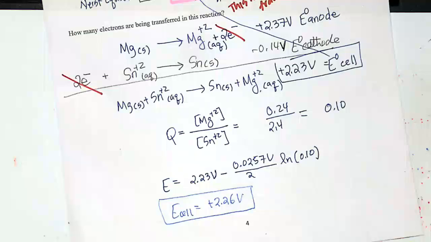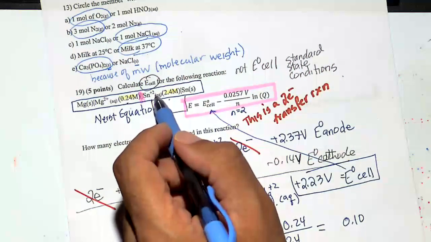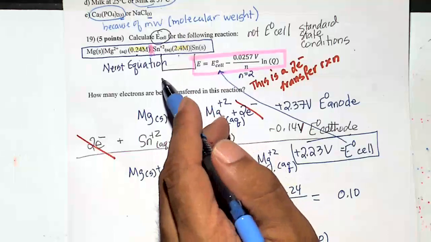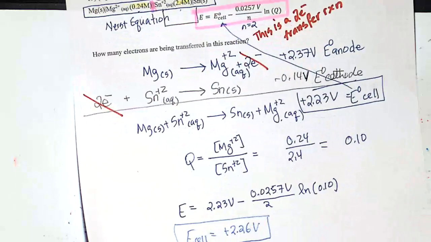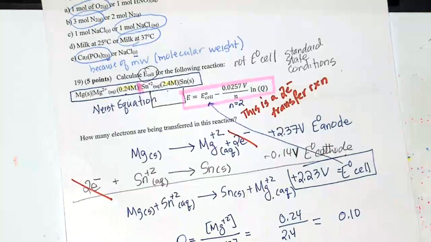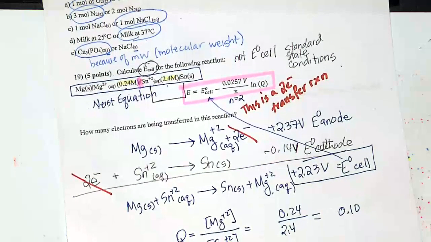So a 2.3 volt battery between magnesium and strontium. I'm sorry, this is 10. Okay, under these concentrations. All right, again, Nernst equation. I'll give you this equation on the exam, so you do not have to memorize it. You just plug and play.